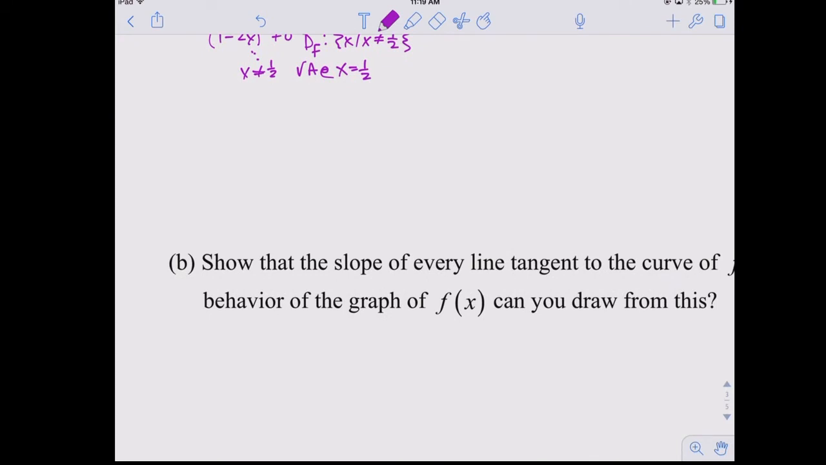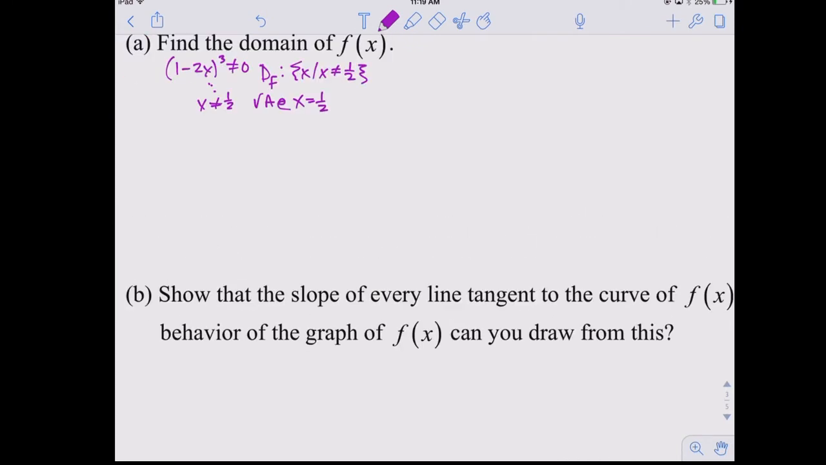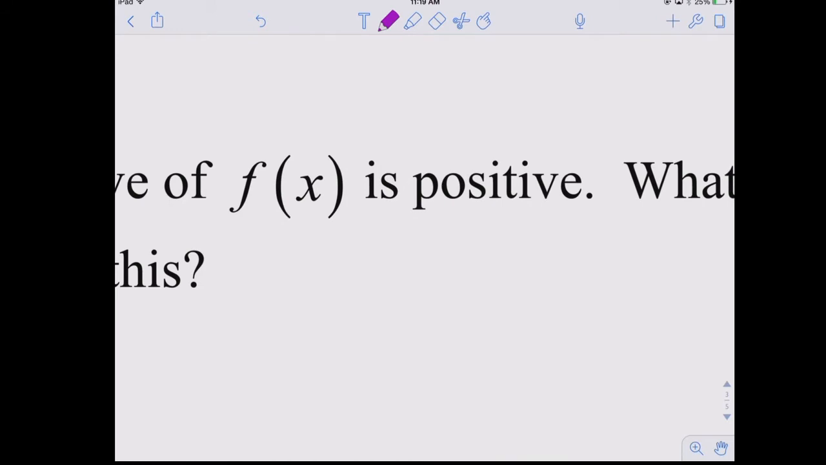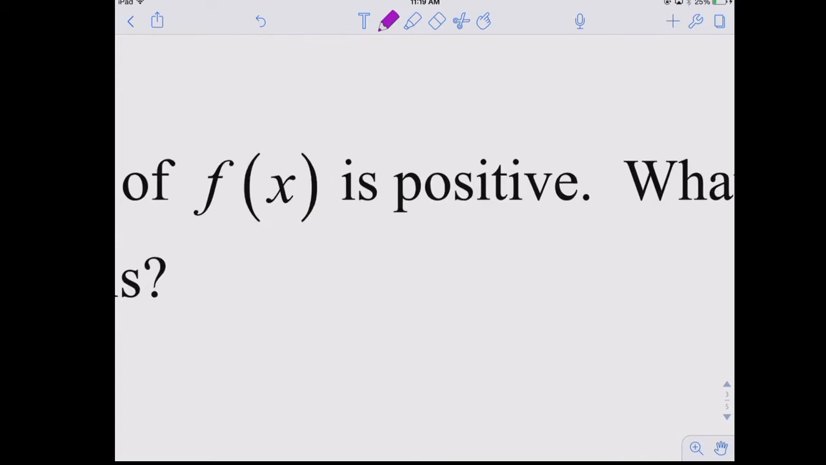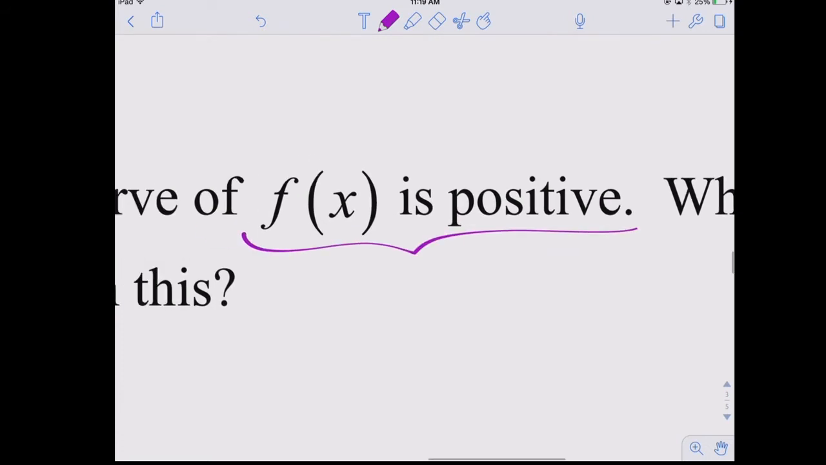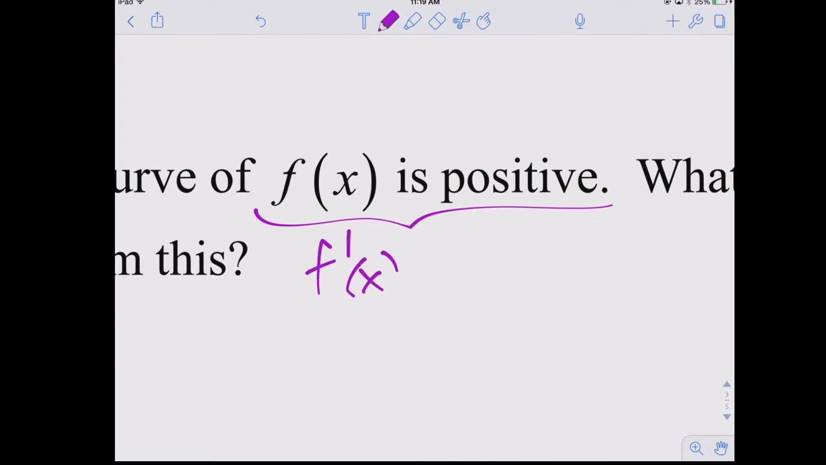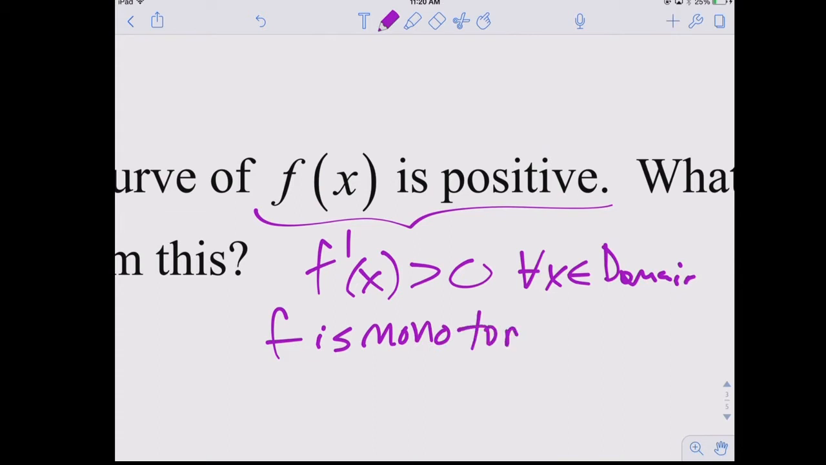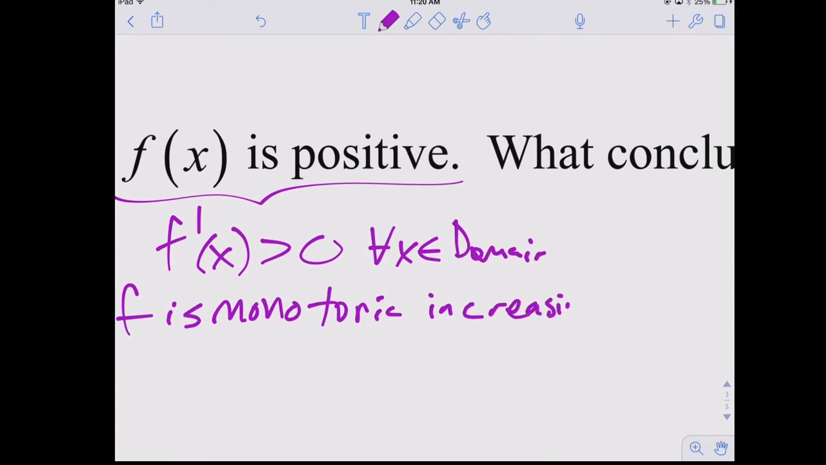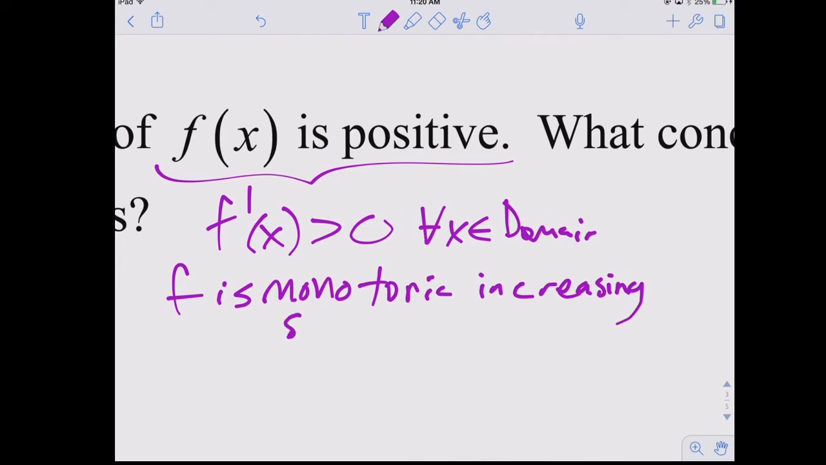Show that the slope of every tangent line to the graph of f is positive. Show that the slope of every tangent line to the curve of f is positive. Well, let's talk about the consequence of that first. If the slope is always positive, then what can we say about the function? Yes, if the slope of f is positive, that is, if f prime of x is greater than 0 for all x in the domain, then f is going to be what we call monotonic increasing. Or another way to say that is strictly increasing.